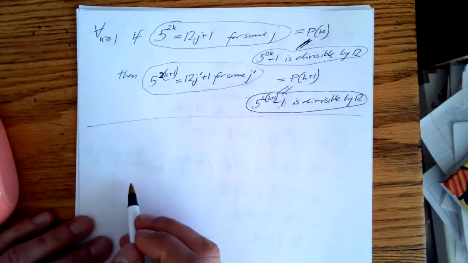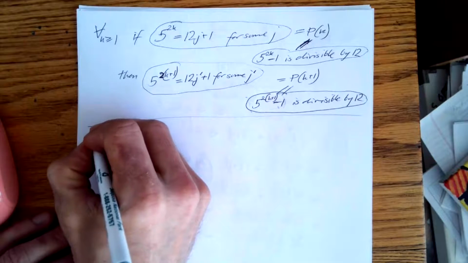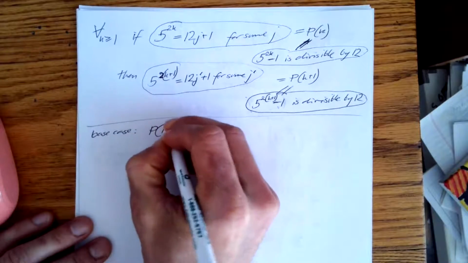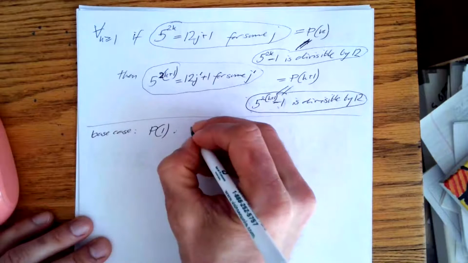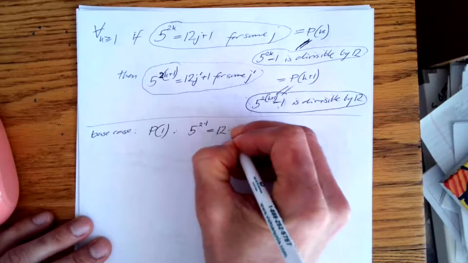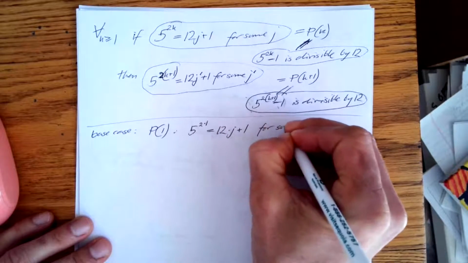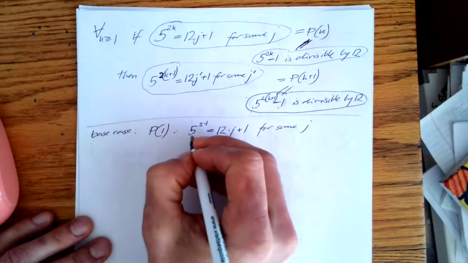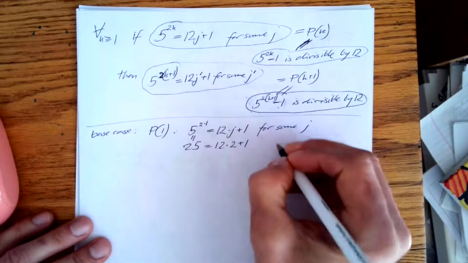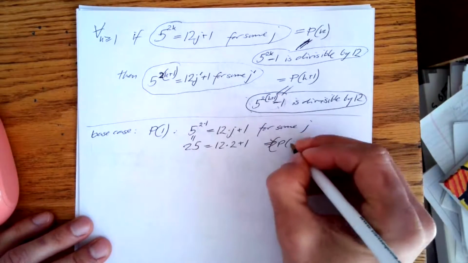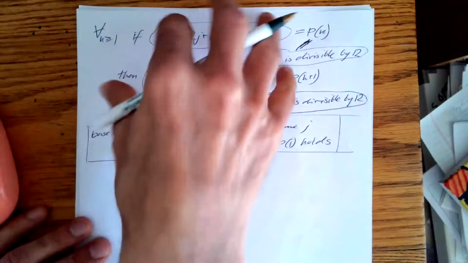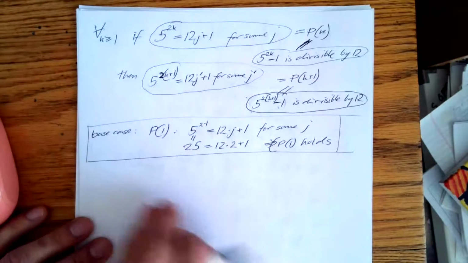You know what? I guess I never proved the base case. So first of all, the missing base case. I have to prove it for 1. In other words, that 5 to the 2 is 12 times something plus 1 for some j. But that's true because this is 25. So this is indeed 12 times 2 plus 1. So P1 holds. That's not supposed to be here because I'm supposed to prove the inductive case. This was just the missing base case.